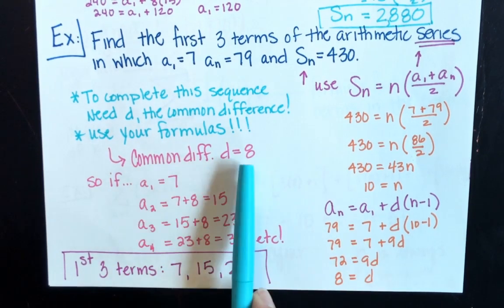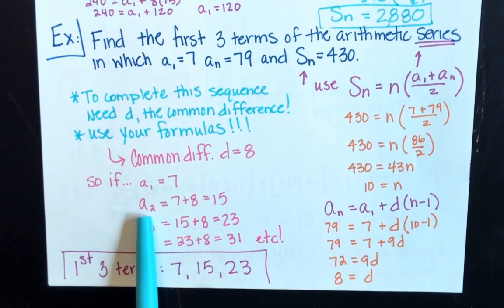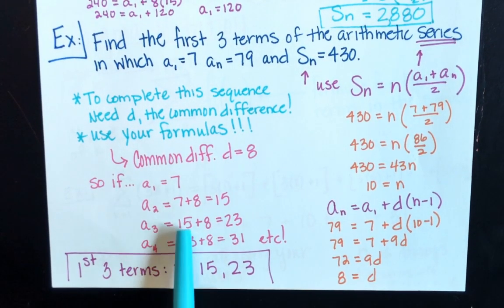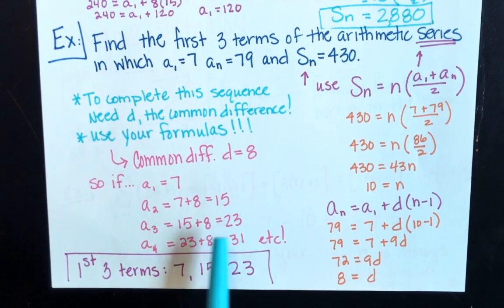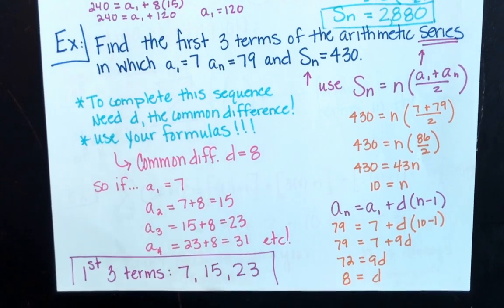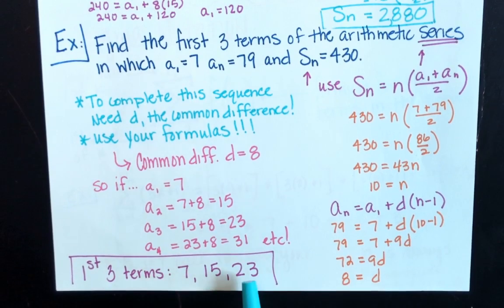So if our common difference is 8, the first one was 7, so the second one is 7 plus 8, which is 15. The third one is 15 plus 8, which is 23. And if I was asked to keep going, the fourth one would be 23 plus 8, which is 31, etc. The first 3 terms are 7, 15, and 23.